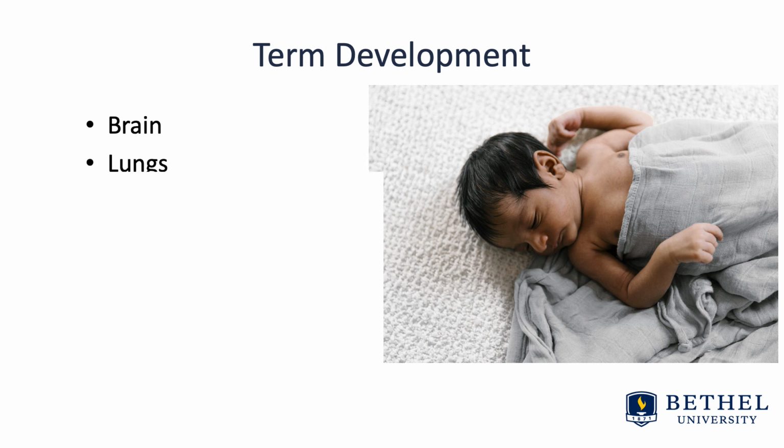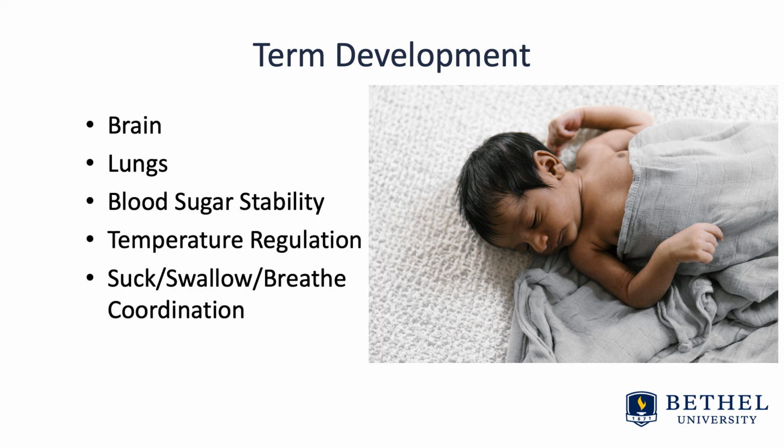The lung development is refining, and blood sugar stability. So once the umbilical cord is cut, we're relying on fetal organs to manage blood sugar and temperature regulation. And then I always think about that suck, swallow, and breathe coordination. Babies that are born early term sometimes have a little bit harder time coordinating all three of those things. So feeding can be a little bit more of a challenge than a baby that's born a little bit closer to their due date. So things to consider as you're talking to a patient who's at the end of pregnancy.